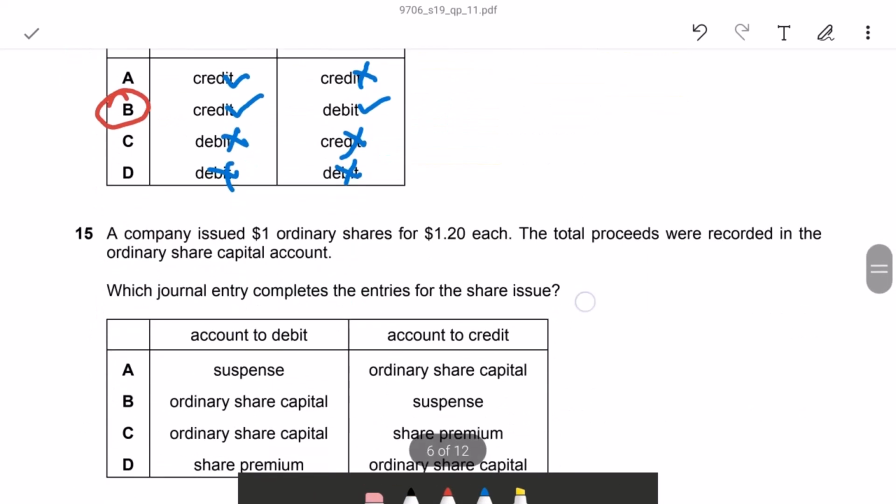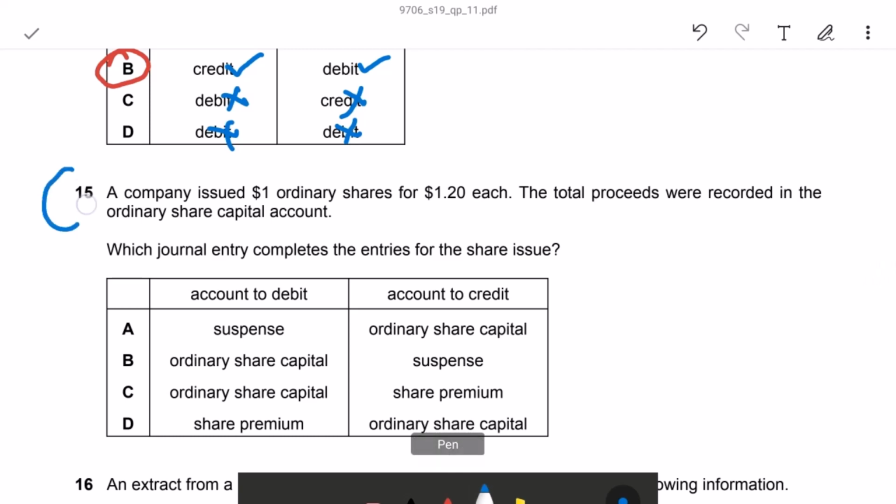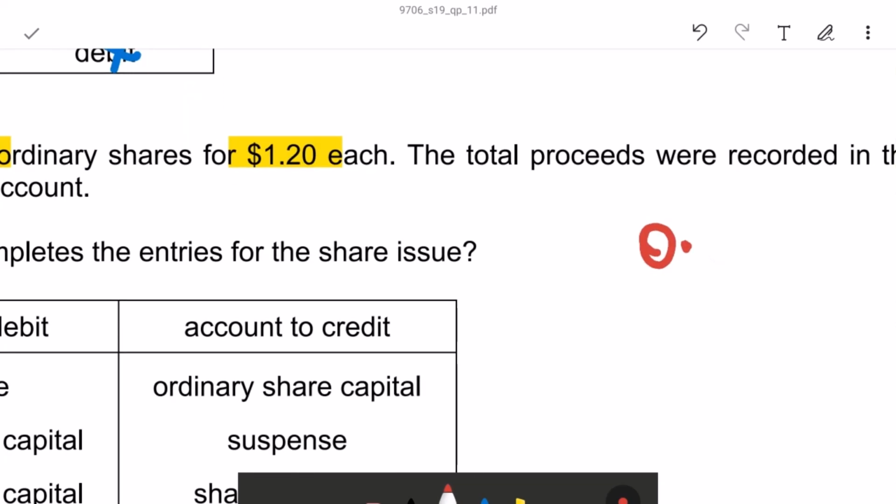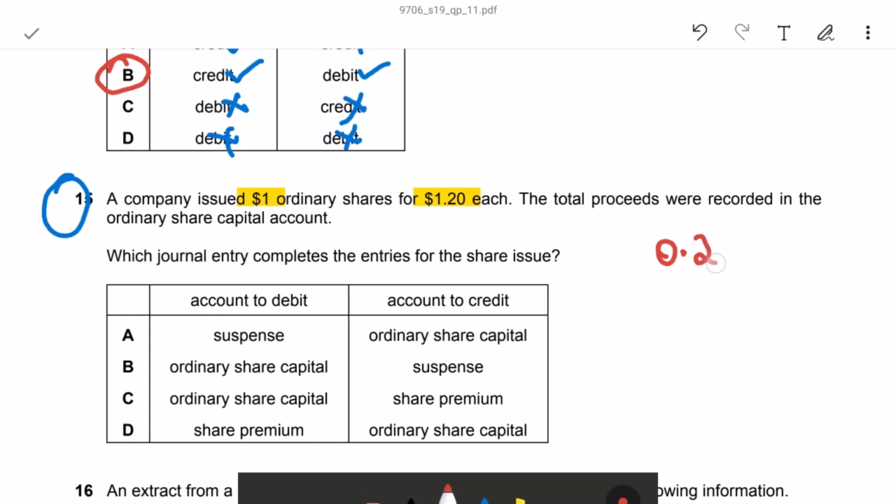So next question. Question number 50. A company issued one ordinary shares for 1.20 each. Actual price of the share is 1, but they are issuing at 1.20. The total proceeds were recorded in the ordinary share capital account. Here, the actual price of the share is 1, but they are issuing at an increased price, 0.20. What is it called? Issuing the share capital at an increased price is called share premium. Clear? Share premium will always be credited. That is the income of the business.